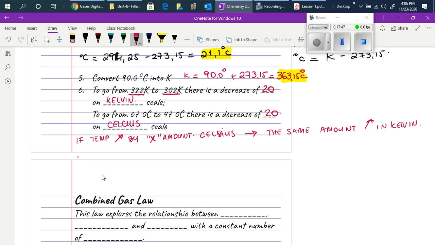However, if the temperature is changed by a factor of n, meaning that it is multiplied, this is not the same change happening on the other scale. So let's say this is in Celsius.